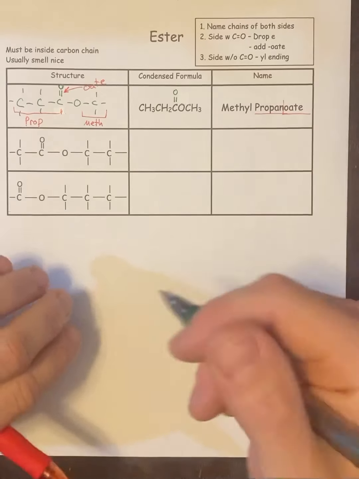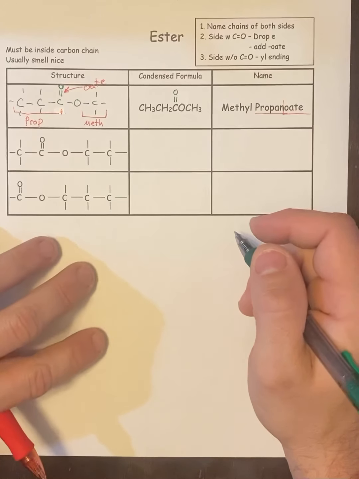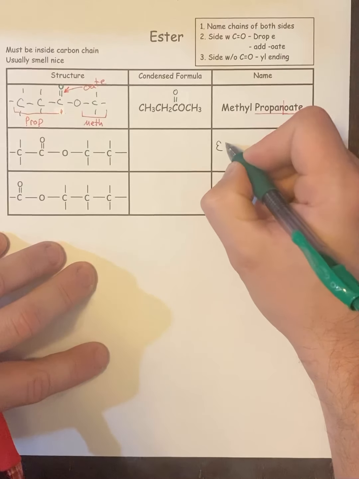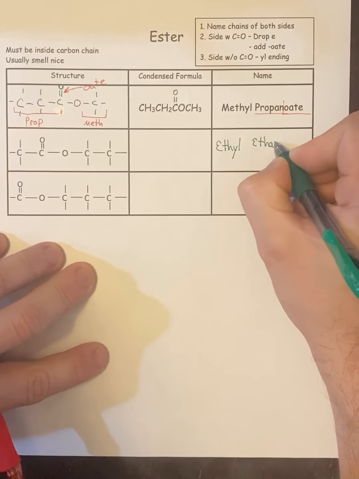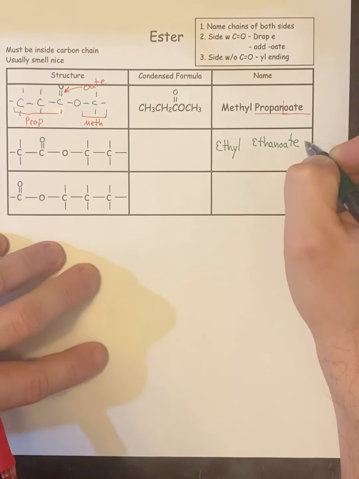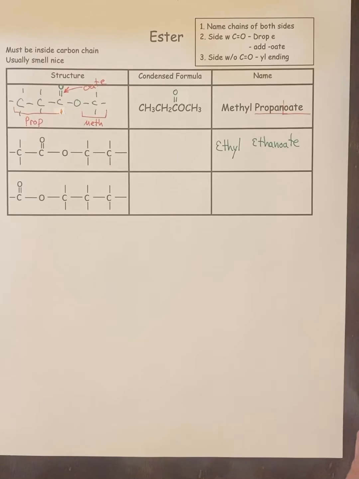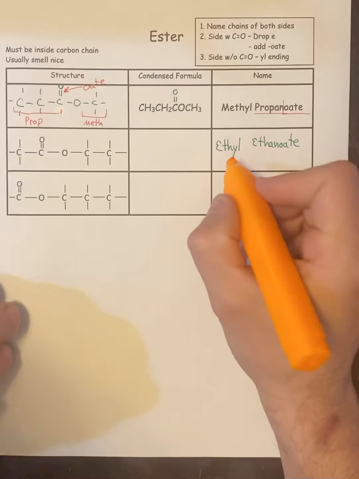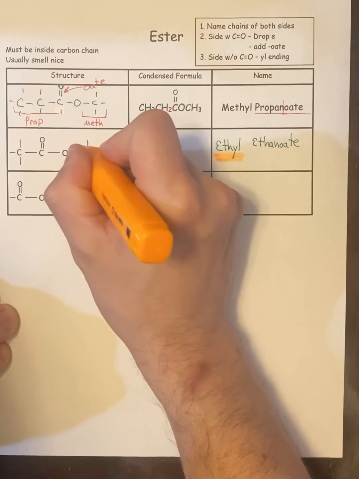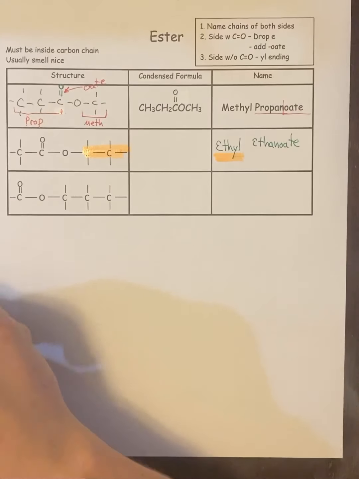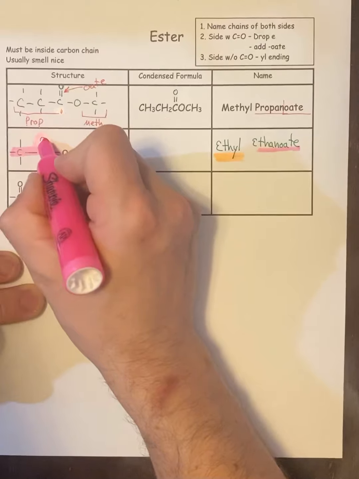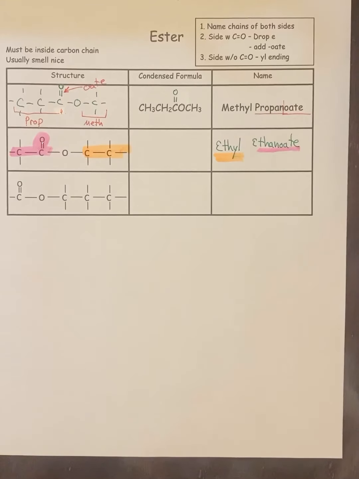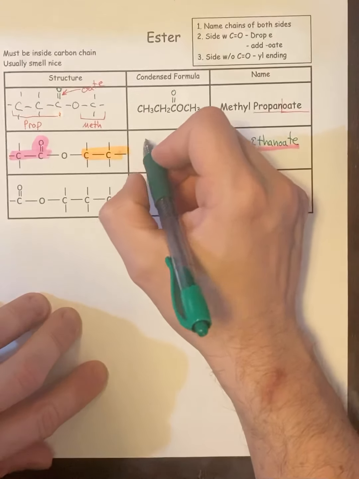So for this next one, believe it or not, whichever way you draw it, you get it right either way. This one is called ethyl ethanoate. But I want to mention this. This part is the ethyl, and then the ethanoate is this part because of that double bonded O. Okay, so condensed would just look like this.